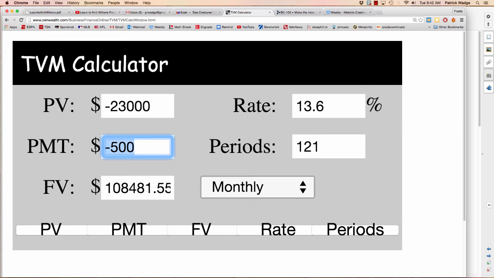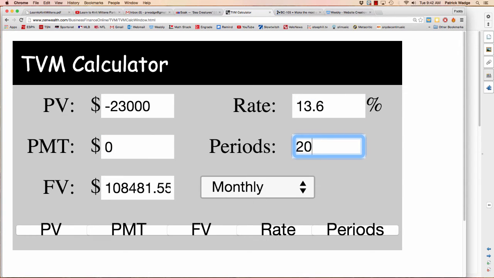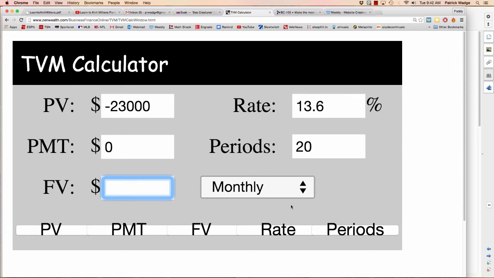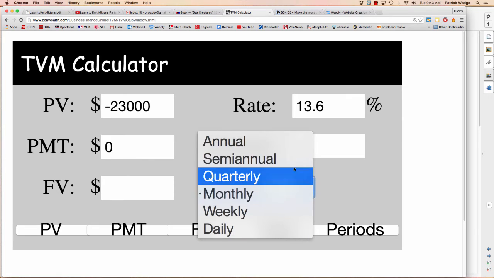The payment, there is no payment. The number of periods, that's the N value, that was 20. The future value you don't know. You can just keep it, or I'll delete it in this case. And the way this one works is you pick it here, and it says semi-annually.